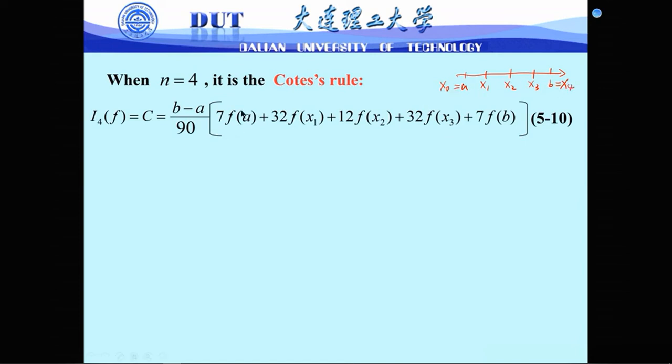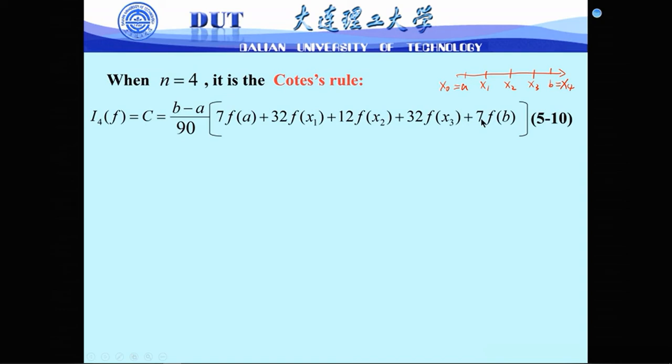x0 is a. Now you see fa, fx1, fx2, fx3, and fb, right? And you should note the 5 coefficients: 7, symmetric 7, 32, symmetric 32, and 12 the middle one. Okay? And the denominator is 90. You can try. You compute the summation: 7 plus 32 plus 12 plus 32 plus 7.